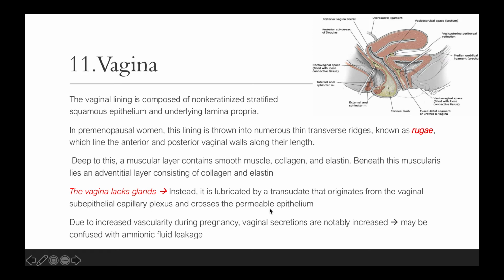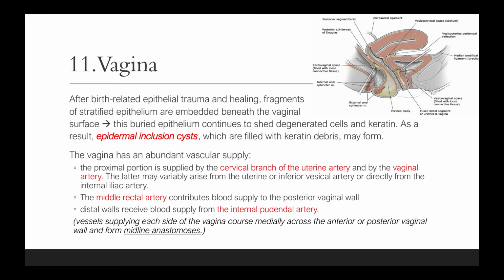Now, due to increased vascularity during pregnancy, vaginal secretions are notably increased, and this may be confused with amniotic fluid leakage. After birth-related epithelial trauma and healing, fragments of stratified epithelium are embedded beneath the vaginal surface. Now, this buried epithelium continues to shed degenerated cells and keratin, and as a result, epidermal inclusion cysts, which are filled with keratin debris, may form.